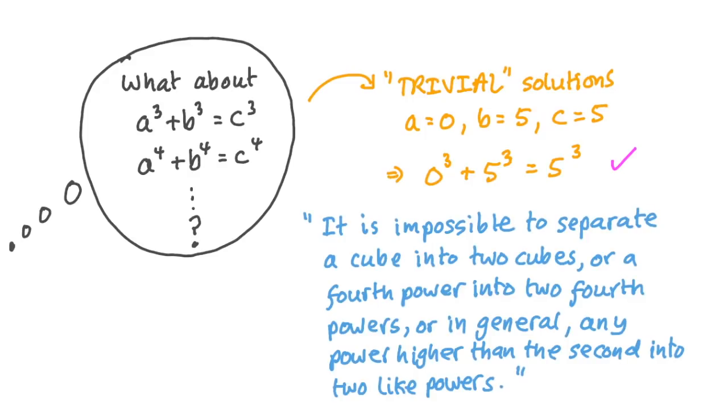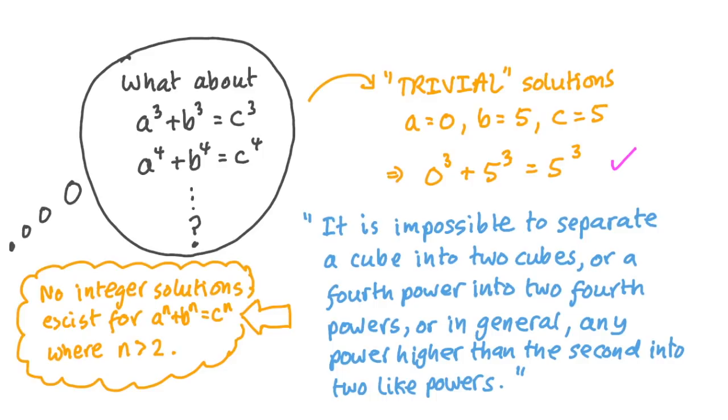Then Fermat wrote this conjecture in the margin of his copy of Arithmetica, although he wrote it in Latin. It is impossible to separate a cube into 2 cubes, or a 4th power into 2 4th powers, or in general any power higher than the second into 2 like powers. Or as we might say, no integer solutions exist for a to the power of n plus b to the power of n equals c to the power of n, where n is greater than 2.